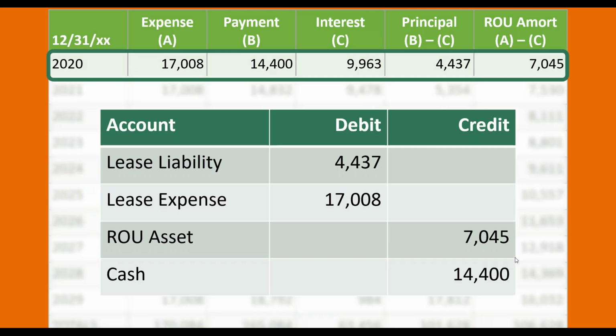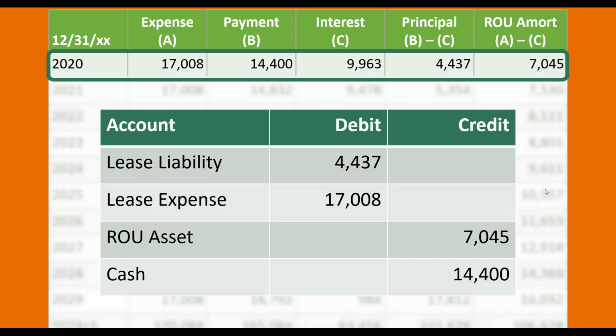And so at the end of the first year, we will go ahead and say we've got our lease liability going to be reduced by the $4,437. We've got our straight line lease expense of $17,008. And then we know we're paying in cash $14,400. And this is why I say that that right of use amortization is a little bit of a plug. Because this has to be $17,008. This has to go down by $4,437. This has to be $14,400. And so this now has no choice but to be $7,045.